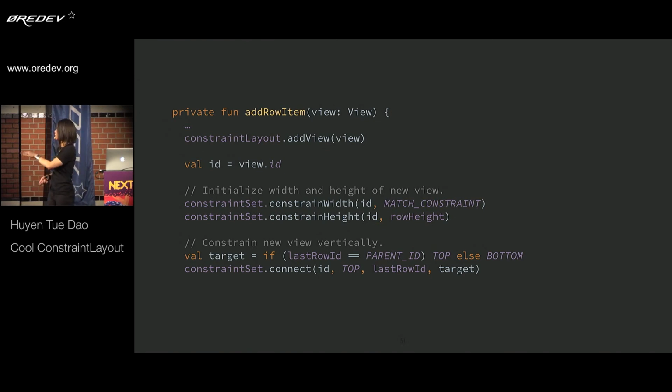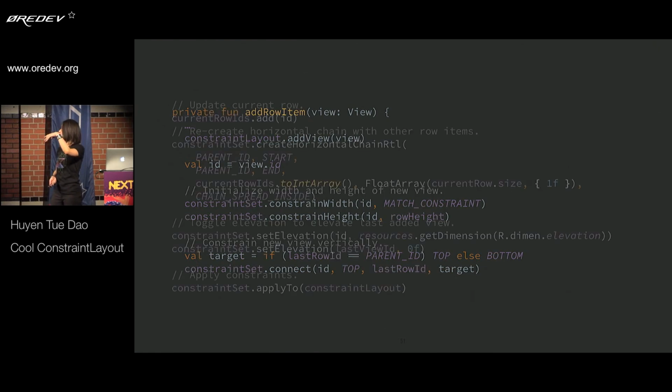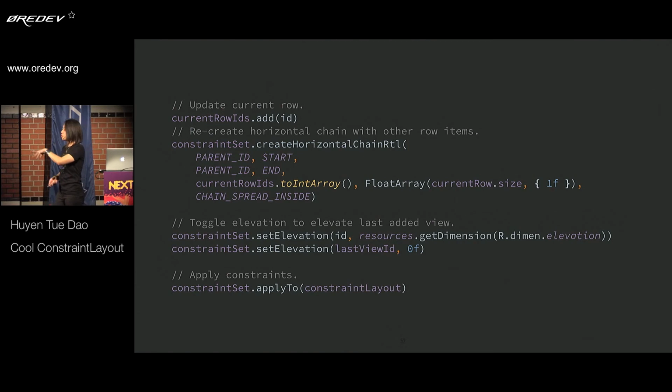Same thing: adding the view to the ConstraintLayout, constraining the width and the height. Same thing, checking if I'm in the middle row or in the very top, to know whether I'm constraining to another view or to the parent. And here's the interesting part. When I'm doing my tail flip where I'm adding that view as an item to the current row, I'm going to create a horizontal chain. And it is really easy to create a horizontal chain using the ConstraintSet API.